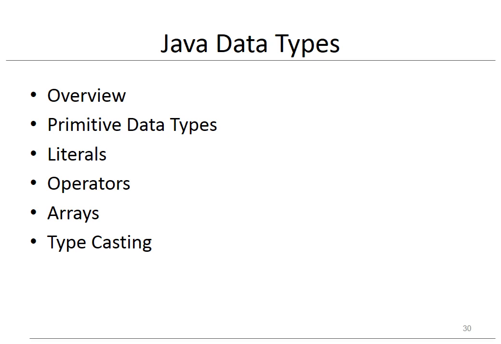In the next section, we will zoom into Java data types. We will start with an overview and then discuss primitive data types, literals, operators, arrays, and typecasting.